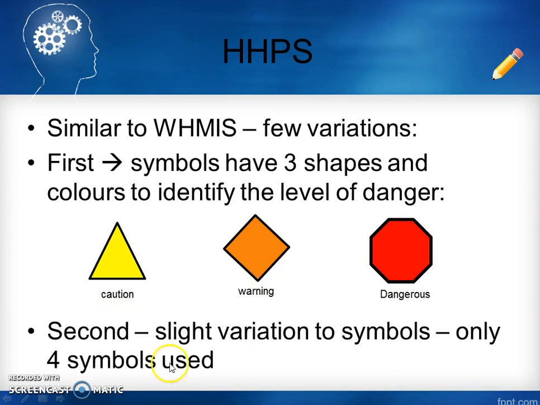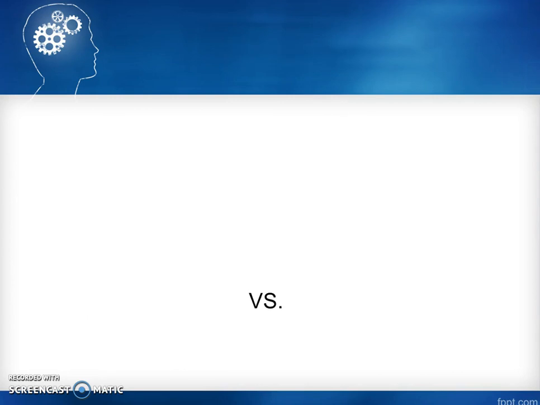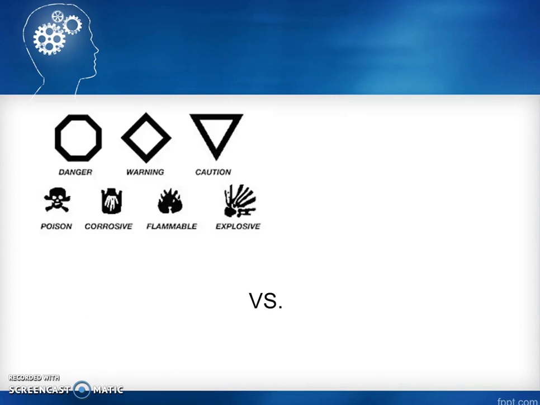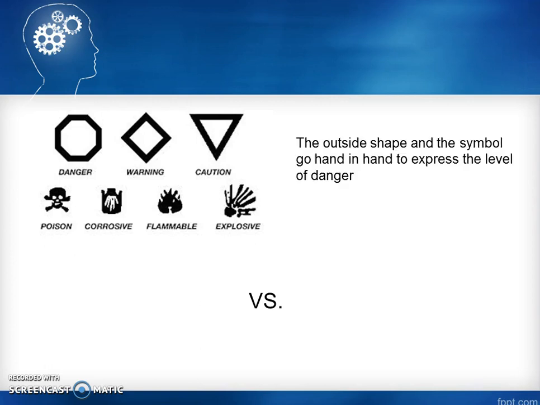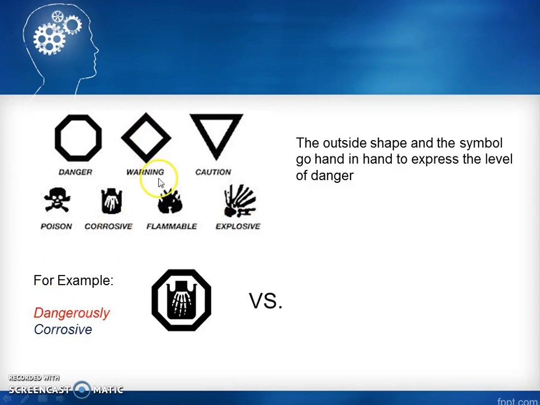So the second variation with the HHPS is there's only 4 symbols used. And you might figure that out because chances are you're not going to have highly reactive things in your home, for example. So as we talked about here, the outside shapes, danger, warning, and caution, these are the 4 symbols: poison, corrosive, flammable, or explosive. So the 2 are used together.